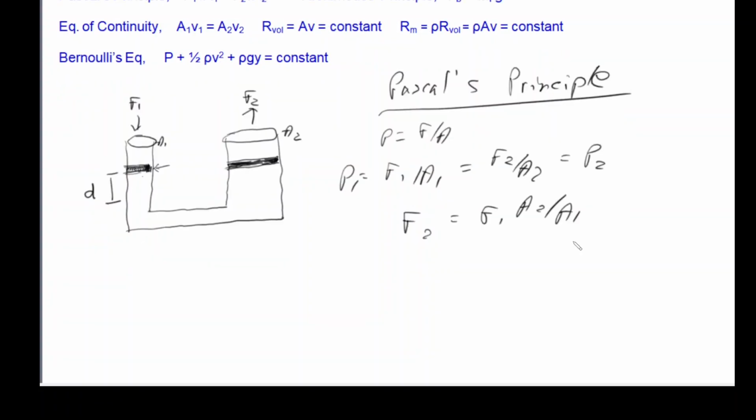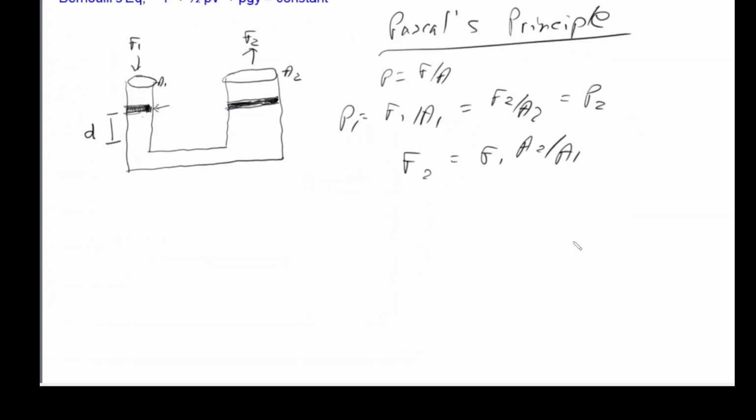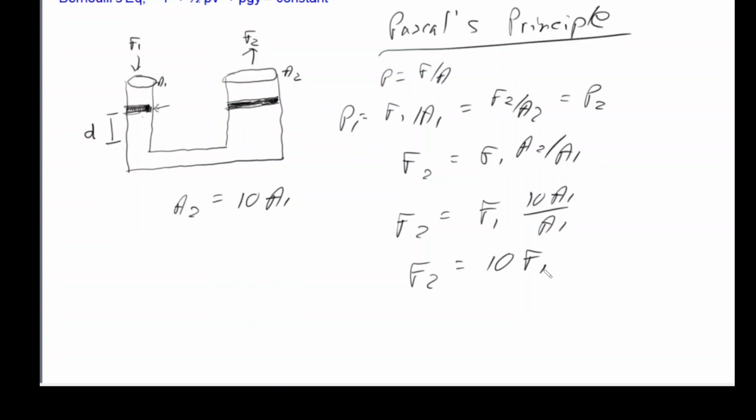So let's take an example where area 2 is equal to 10 times area 1. We can then put that into this equation. Force 2 is equal to force 1 times area 2, which is 10 times area 1, over area 1, or force 2 is equal to 10 times force 1. So you can see that you apply force 1 to the smaller tube, and you can get 10 times the force coming up in the larger tube.